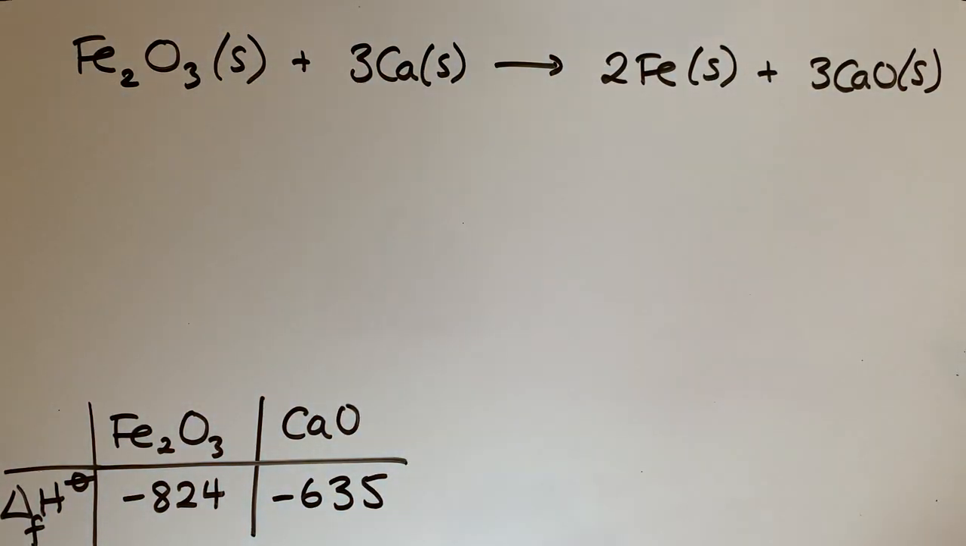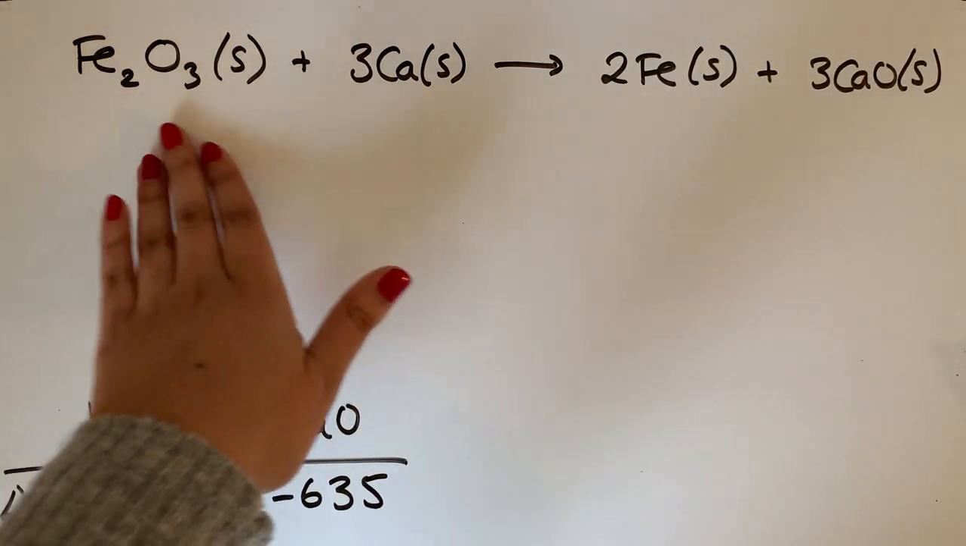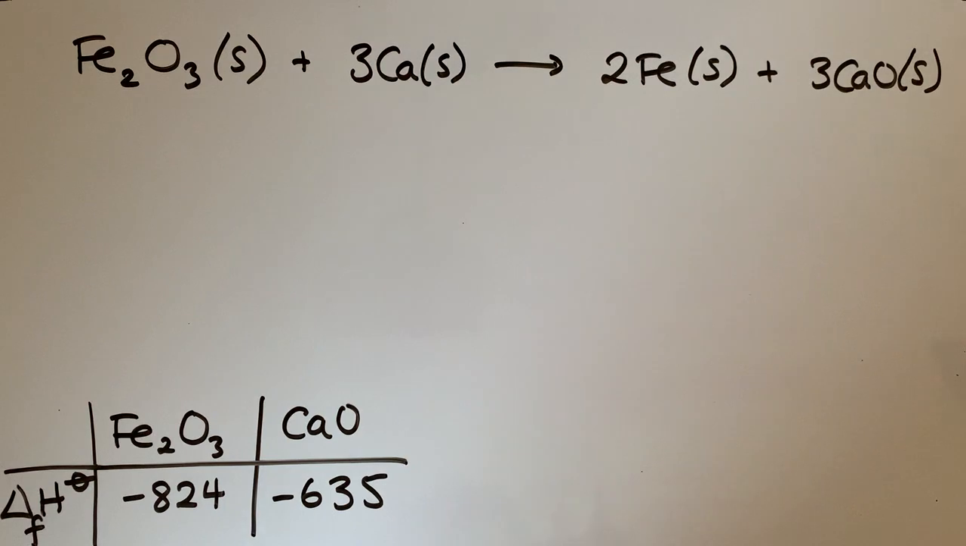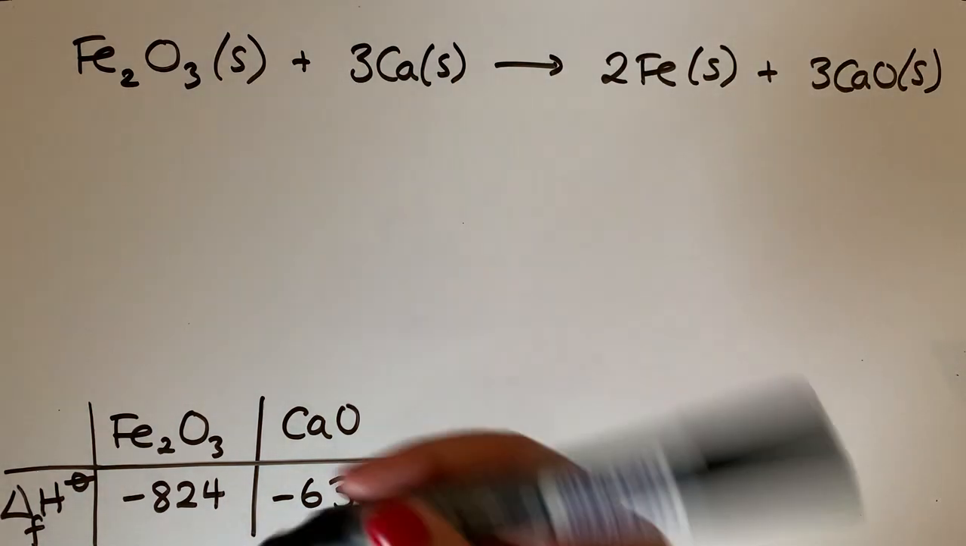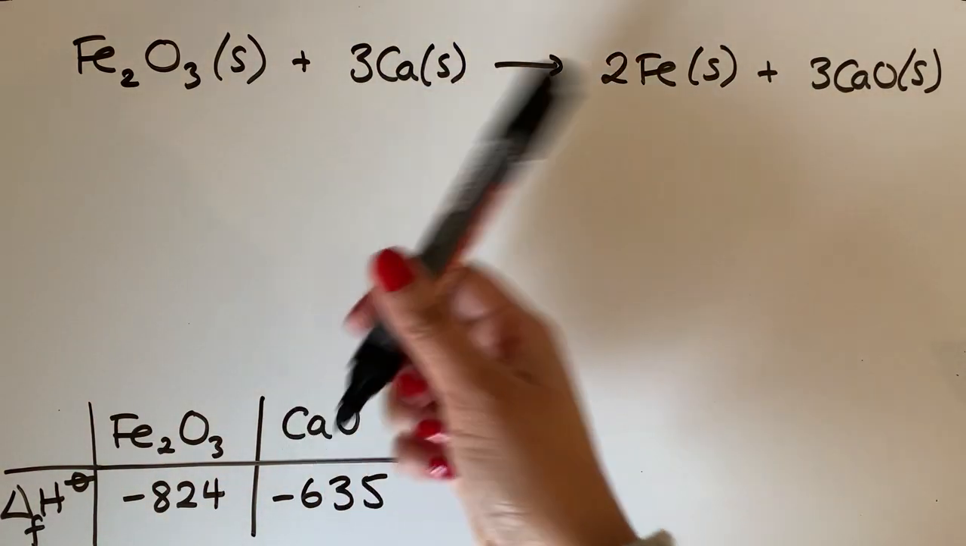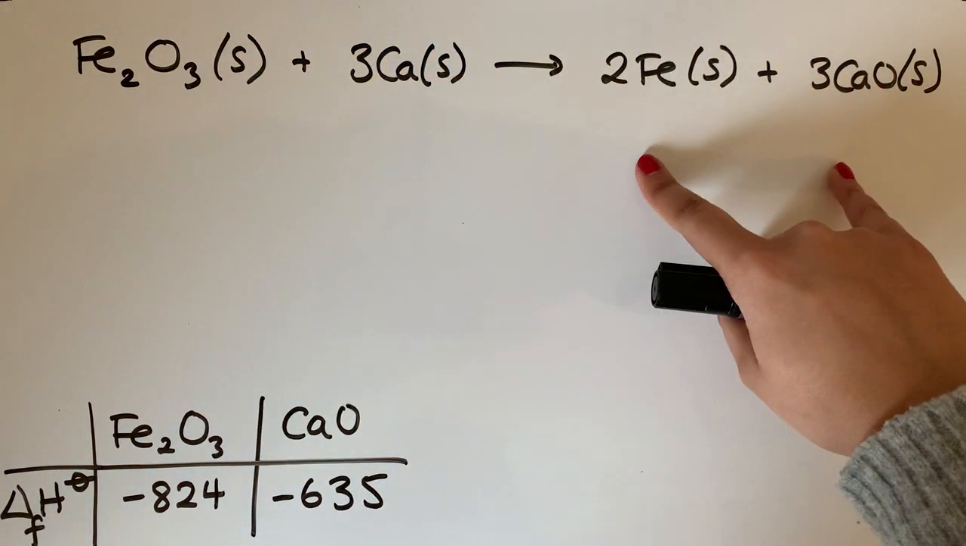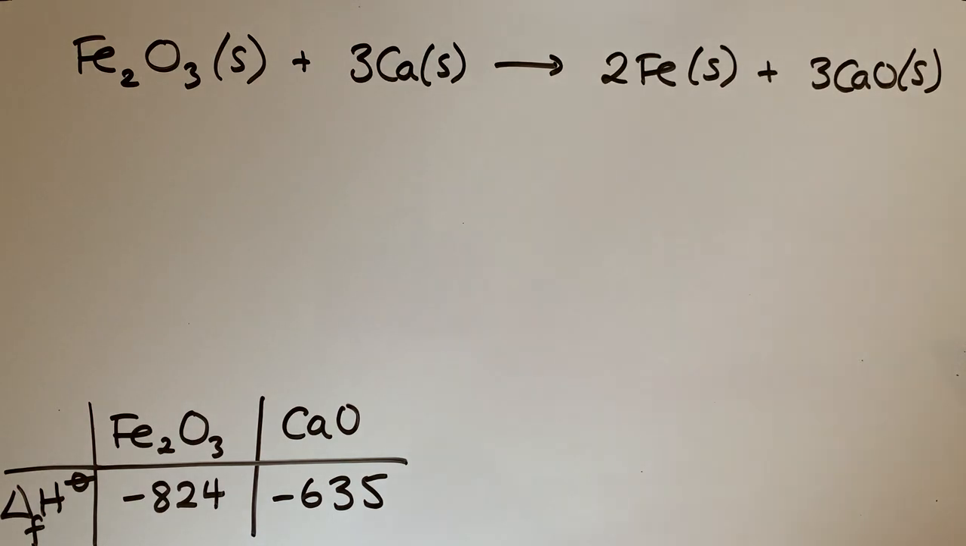Okay, so this information is what you would get in the exam. You'll be given this equation here, and with this information here, you are expected to work out the enthalpy change of reaction of this reaction here. So what they want you to do is work out the enthalpy change of going from these two reactants to these two products. And over here, as I said, they've given you the enthalpy change of formation of iron oxide and calcium oxide.